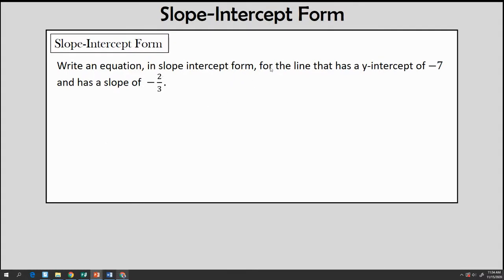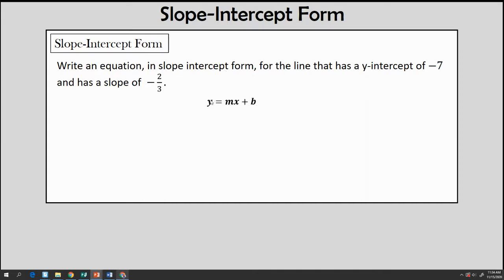Okay. Now, slope-intercept form. We've done this already, but we're going to review it. So we're going to talk about slope-intercept form for a line that has a y-intercept of negative 7 and a slope of negative 2/3. All right, slope-intercept form is y equals mx plus b. It's called slope-intercept form because when it's written like this, m is the slope and b is the y-intercept.